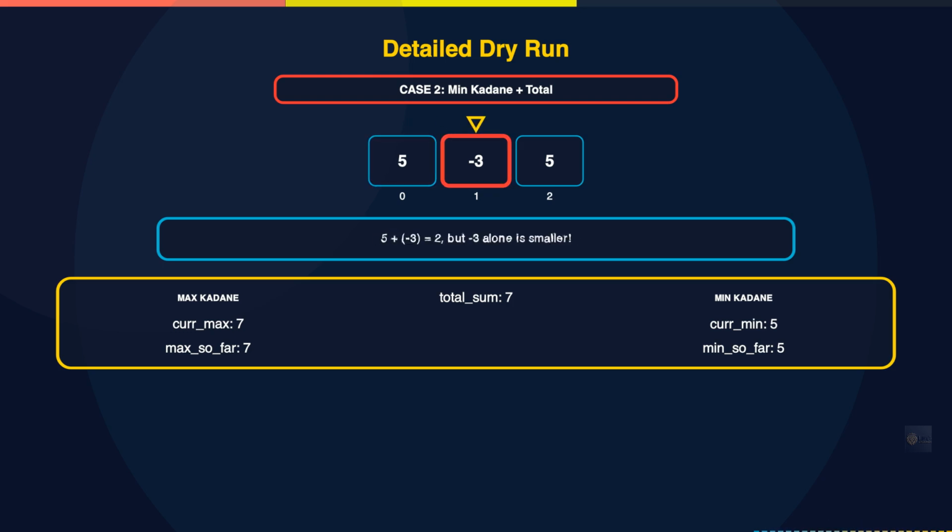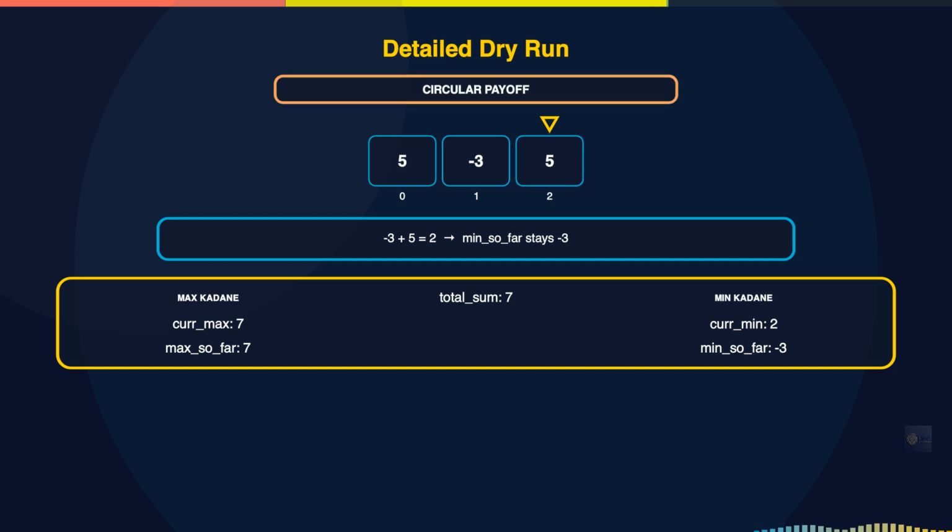At index 1, -3. 5 plus -3 is 2, but -3 alone is even smaller. We start a new minimum streak at -3. Min so far becomes -3. We highlight index 1 as the worst middle segment. At index 2, 5. -3 plus 5 is 2. -3 remains our min so far. The minimum subarray is just index 1, sum -3.